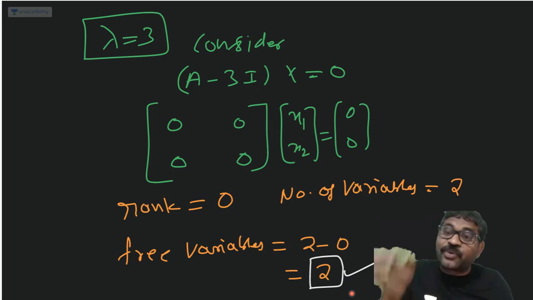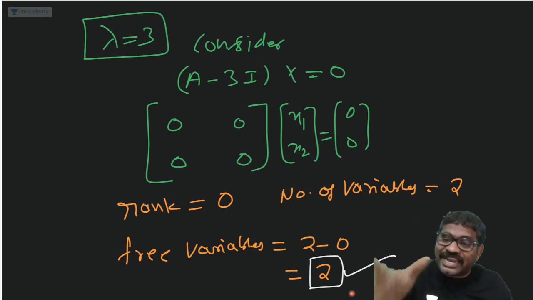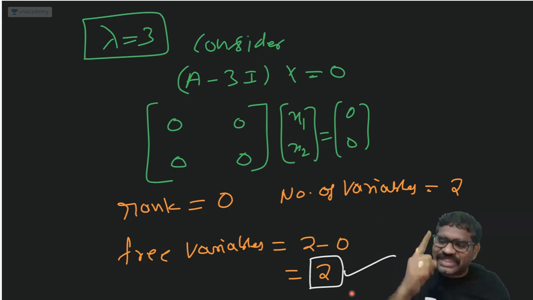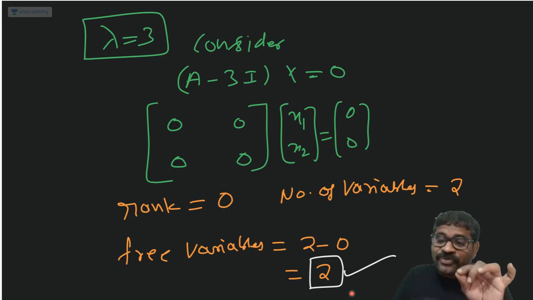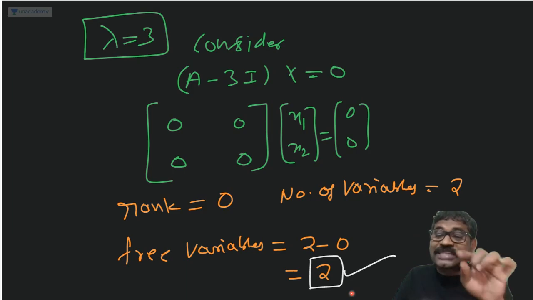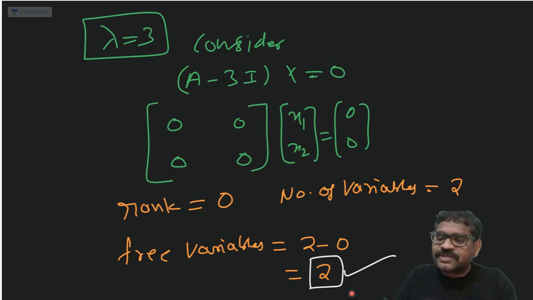Suppose your eigenvalues are repeated, that is, your eigenvalues are the same. Then you have to check free variables. Calculate A minus lambda I, and calculate the rank of A minus lambda I. The number of free variables is the total number of variables minus the rank of A minus lambda I. Please remember, some students commit a mistake here.